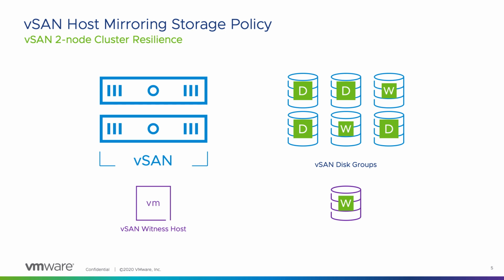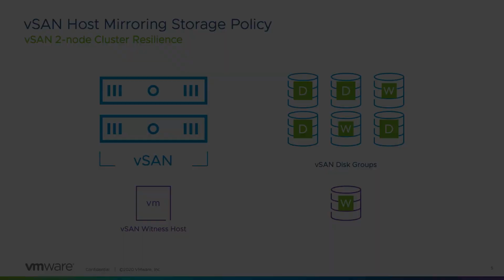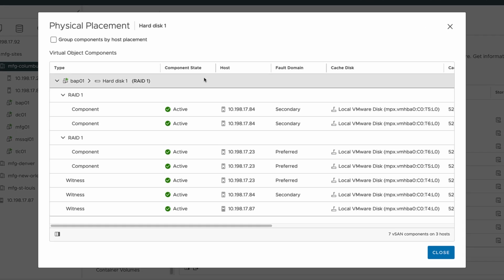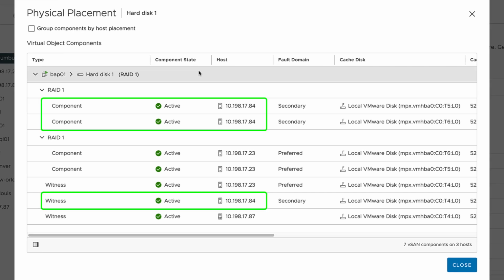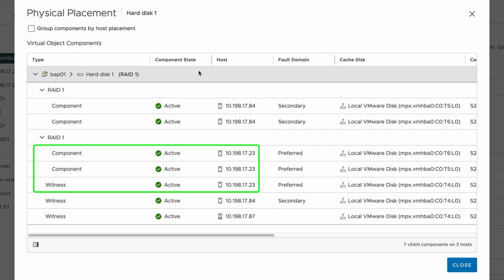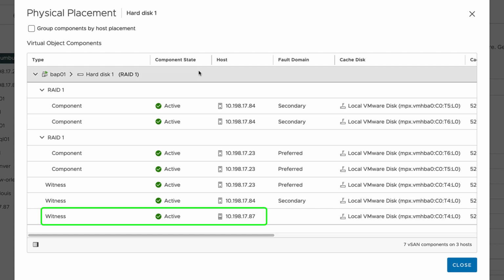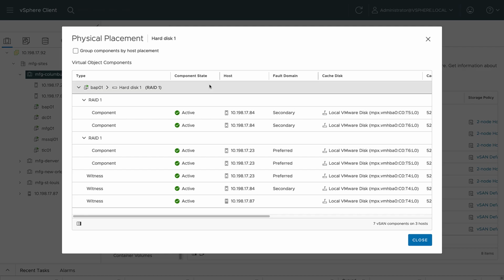Data is mirrored within each host and across hosts. In this example, we see there are two copies of the object's data and a witness component distributed across the three disk groups in each host. A witness component is also maintained on the vSAN witness host. Witness components are used to maintain quorum and resolve split brain issues. They are only a few megabytes in size.